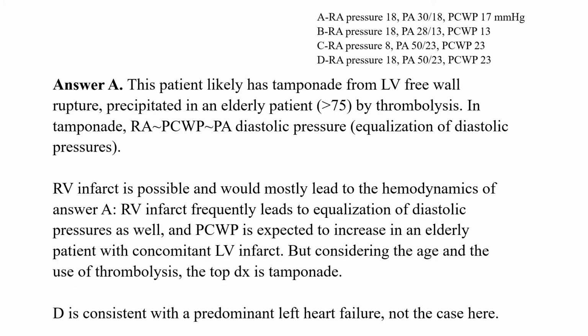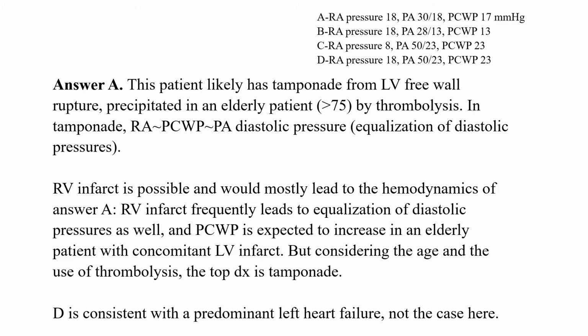The answer here is A. In order to reach this answer, we have to make a diagnosis. The diagnosis is most likely tamponade from LV free wall rupture precipitated in an elderly patient over the age of 75 by thrombolysis. It's a known complication of thrombolysis in elderly patients, as well as thrombolysis in late presenters over 12 hours.